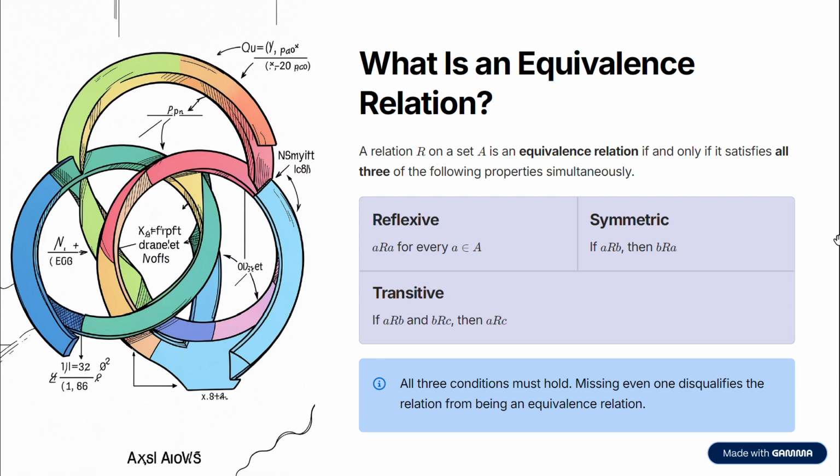This is the proper definition of an equivalence relation. A relation R on a set A is an equivalence relation if and only if it satisfies all three of the following properties simultaneously. The first one is reflexive, the second one is symmetric, and the third one is transitive. All three conditions must hold. Missing even one disqualifies the relation from being an equivalence relation.